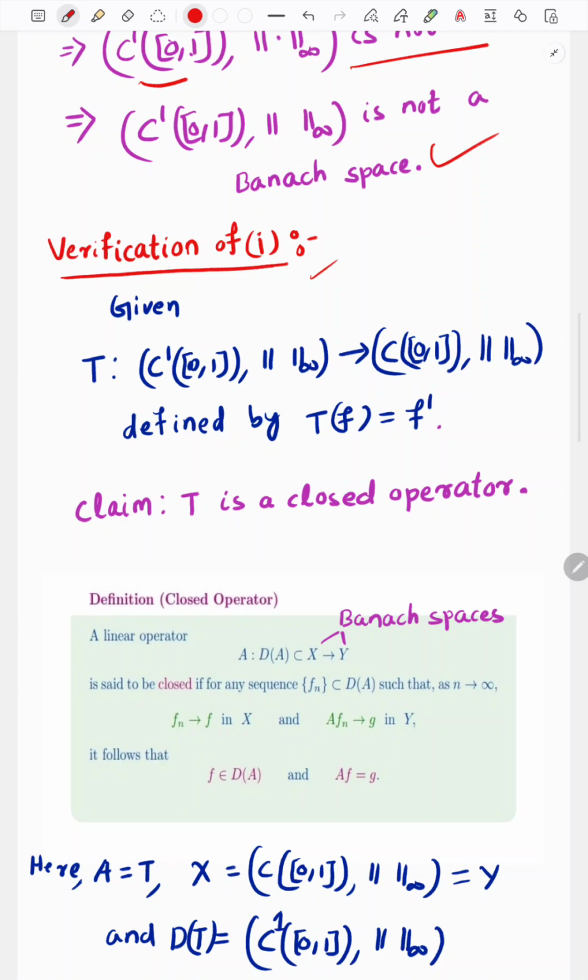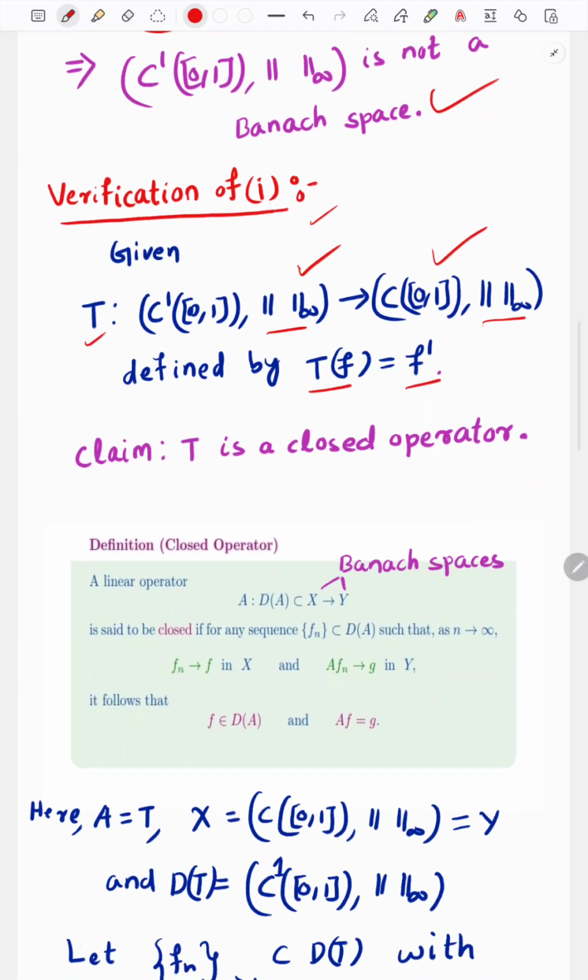In this option 1, T is defined as a mapping from the continuously differentiable function space to the continuous function space, and both of these spaces are associated with the supremum norm, and the operator T is defined by Tf equal to f'. In this way, here we have to prove that the operator T is a closed operator. We are claiming this, meaning option 1 is a true statement.